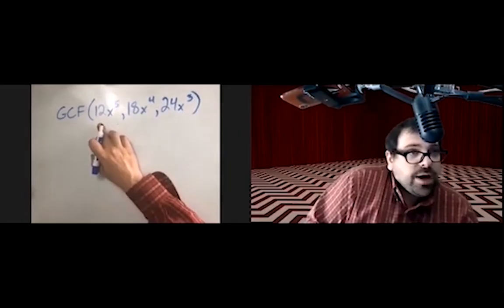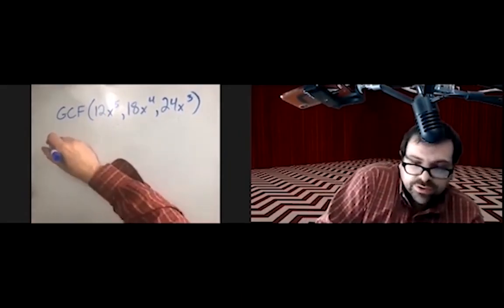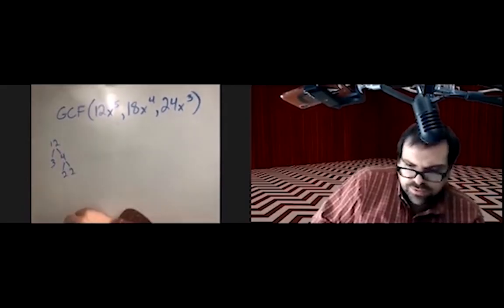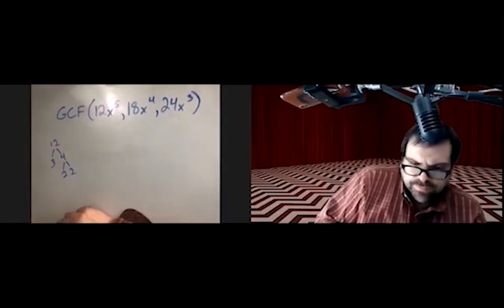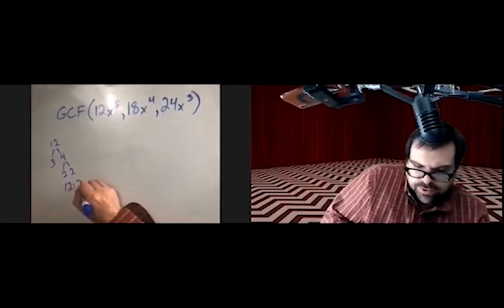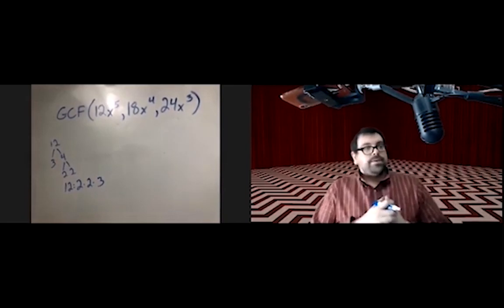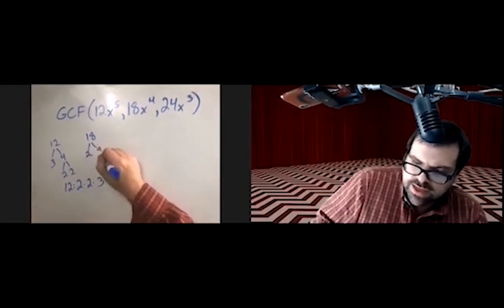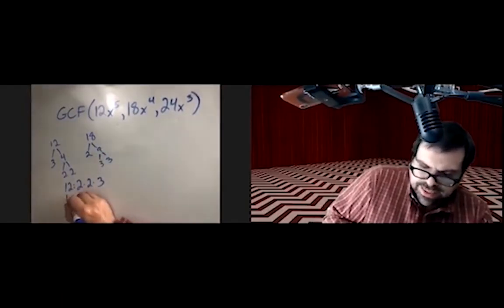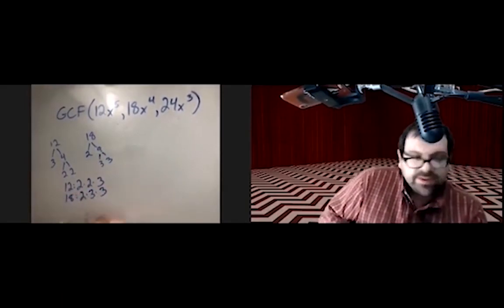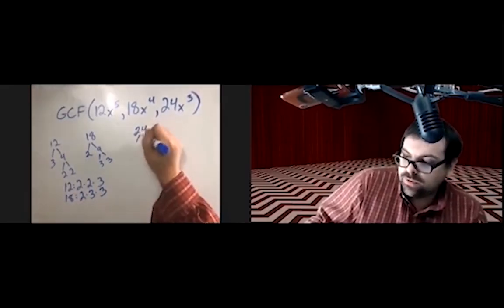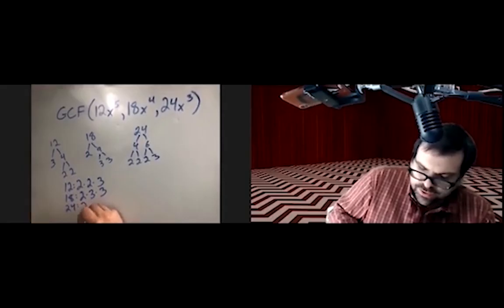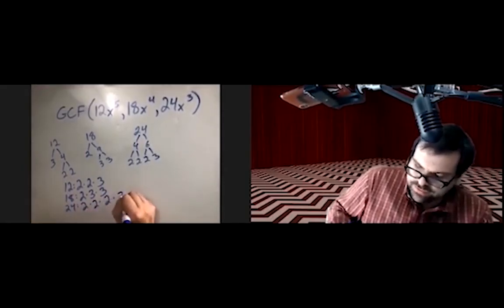If we did a factor tree for the prime factorization of 12, 12 is 3 times 4, 4 is 2 times 2, so 12 would be 2 times 2 times 3. 18 is 2 times 9, and 9 is 3 times 3, which means 18 is 2 times 3 times 3. 24 is 4 times 6, 2 times 2, 2 times 3, so 24 is 2 times 2 times 2 times 3.